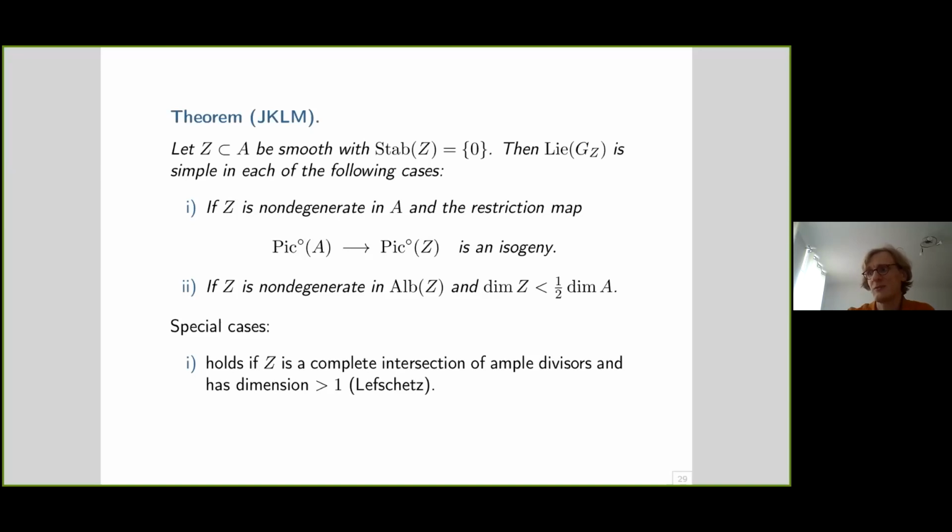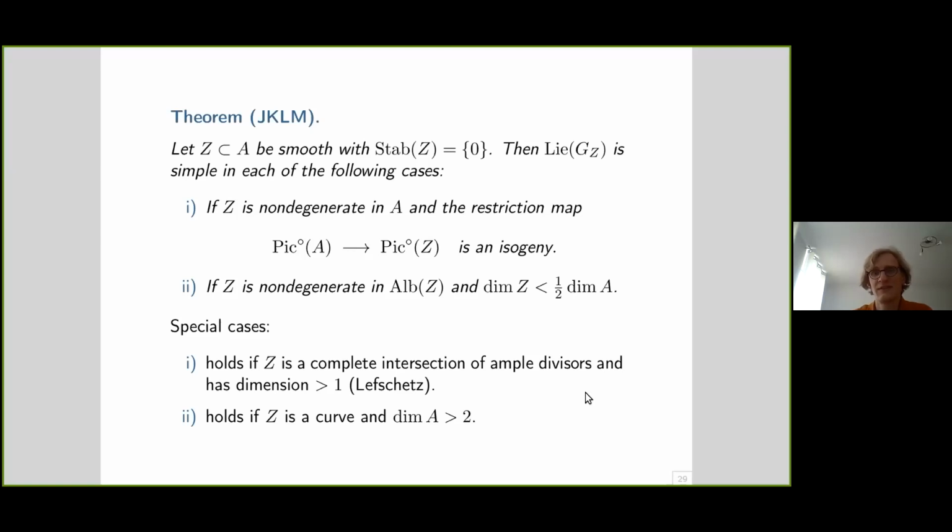And the second case, so now we cannot say anything about curves. This is kind of embarrassing. So we have at least one condition which is fine for curves. If Z is non-degenerate, not just inside A, but inside its Albanese variety, and if the dimension of Z is less than half the dimension of A. So as soon as A has dimension at least 3, this condition is certainly fine for curves. And non-degeneracy inside the Albanese is also trivially verified for curves. So the second condition covers all curves in abelian varieties of dimension at least 3.